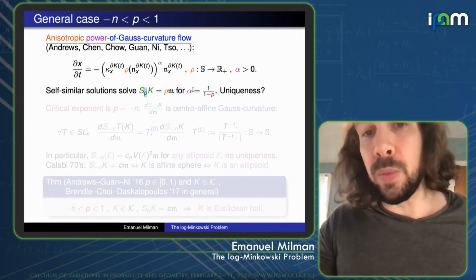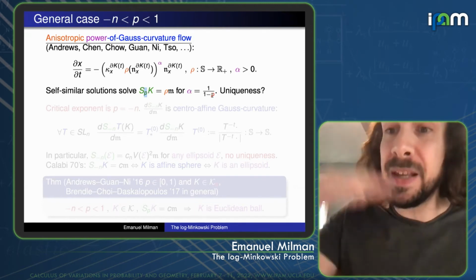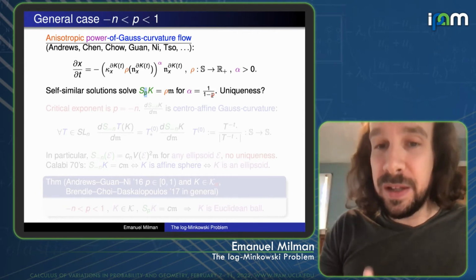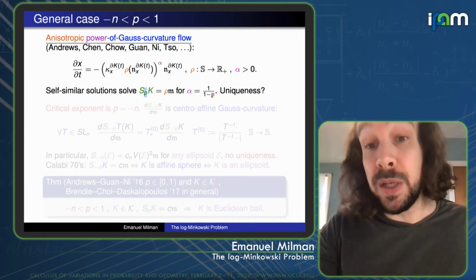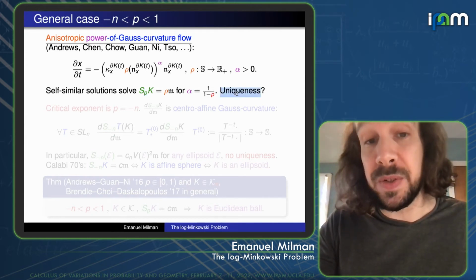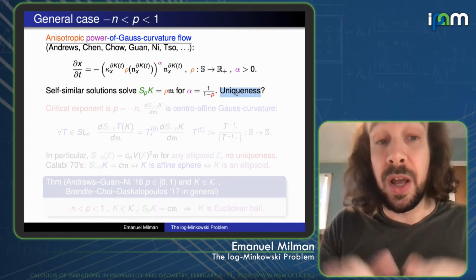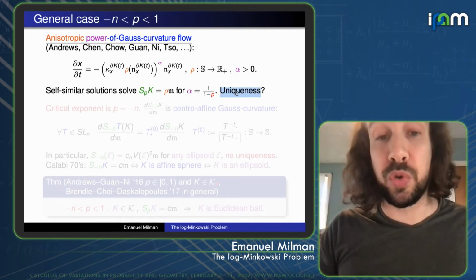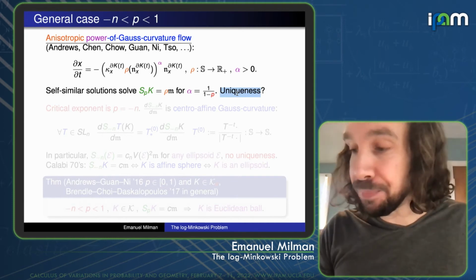And you immediately see that whenever alpha is strictly positive, this corresponds to p being strictly smaller than 1. So indeed, p strictly smaller than 1 is very natural in this sense. And also the uniqueness question is very natural because if you establish uniqueness for this equation, then you know exactly how this thing will shrink down to a point. Any questions?